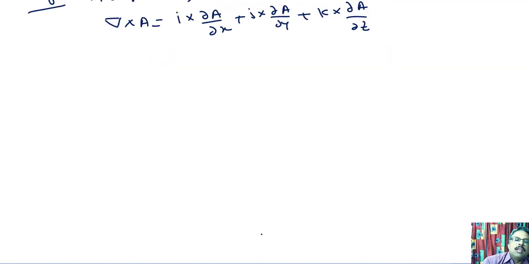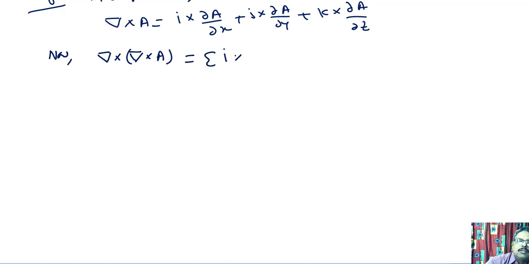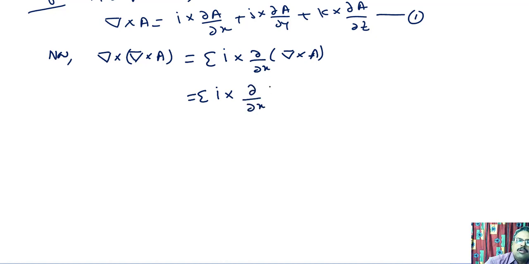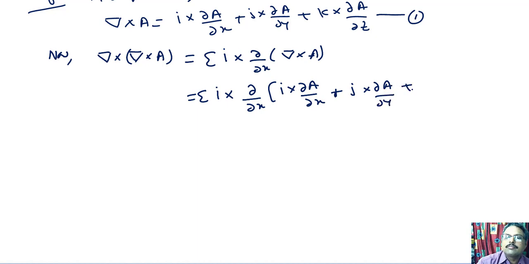Now we will find curl of curl, nothing but del cross (del cross A). Now what is the sigma notation? Sigma i cross dou by dou x of del cross A. Already del cross A is known. Sigma i cross dou by dou x of (i cross dou A by dou x plus j cross dou A by dou y plus k cross dou A by dou z).